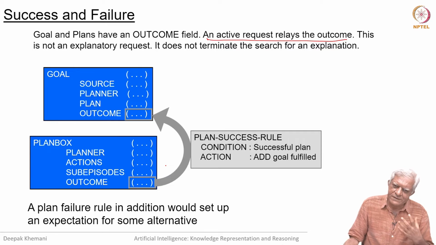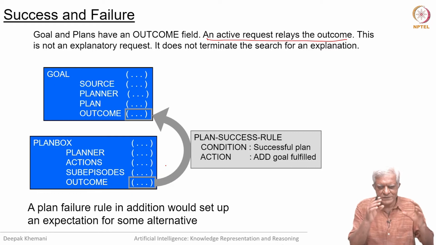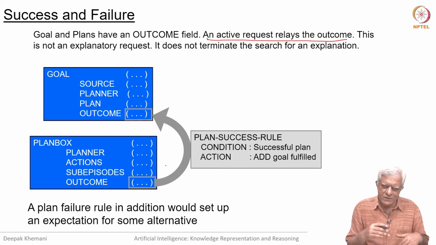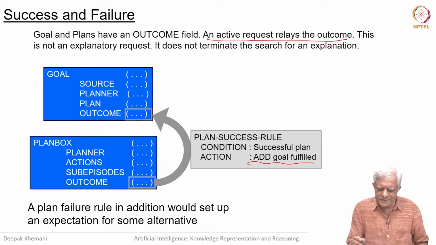We had seen that when John was asking Bill for his bicycle, PAM would generate these two separate requests. One would say if there is success, then I need to convey that to the rest of the program. If there is failure also, I need to do that. If there is failure, I will have to generate a new expectation that this plan did not work, then we should look for the next plan and so on. But if it is success, then you can add this thing saying that the goal has been fulfilled.